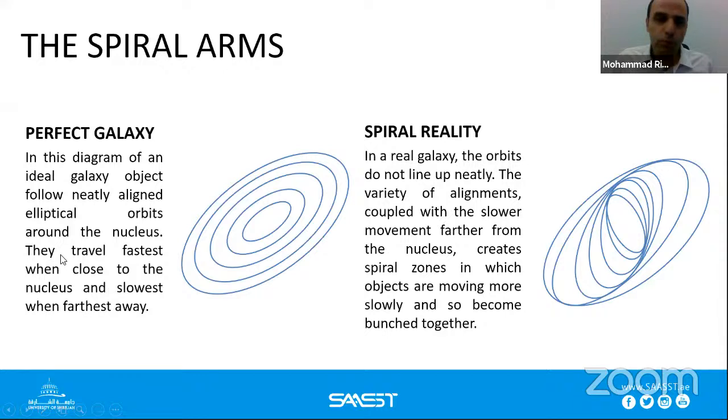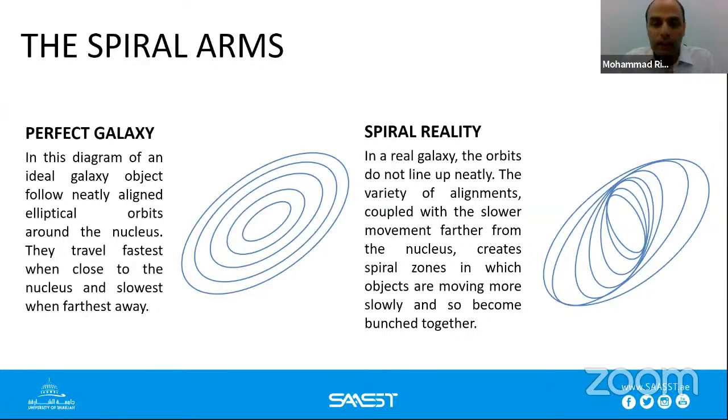Let's assume the stars here. The closest orbit to the center has an elliptical shape. The speed of rotation here is faster than the farthest, as we said. But notice that we can see very neatly aligned elliptical orbits here in this perfect, imaginary galaxy. So this kind of galaxy does not exist. The speed of rotation here is faster than the outer edge.